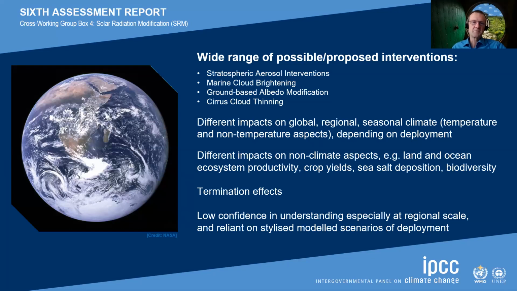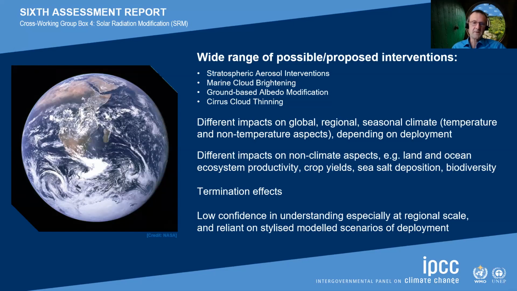For example, stratospheric aerosol interventions could be deployed such that they mimic the temperature effect of reducing CO2 emissions, but that would require aerosol injections at multiple places in a staggered way around the globe, whereas a single aerosol injection would not achieve a mirroring of the effects on temperature or other climate variables of carbon dioxide removal, for example. But then, of course, those different effects also have different impacts on non-climate aspects such as land and ocean ecosystem productivity, crop yields, sea salt deposition, biodiversity, and of course, none of those would stop ocean acidification.